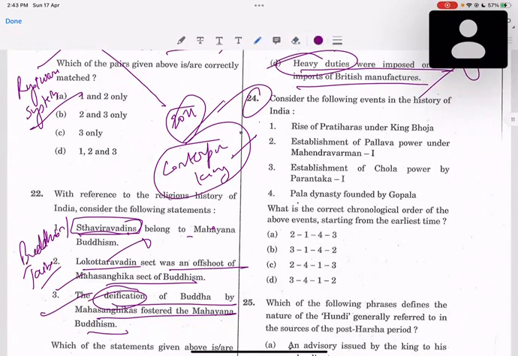No need to attempt. See, the Pallavas came first. They ruled from 255 to 877, and during this period, their ruler was Mahendravarman. He ruled from 571 to 630 AD.